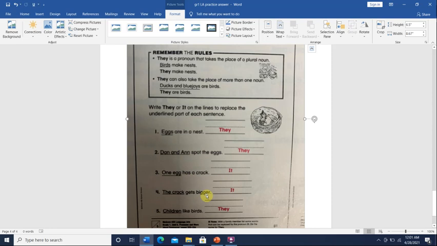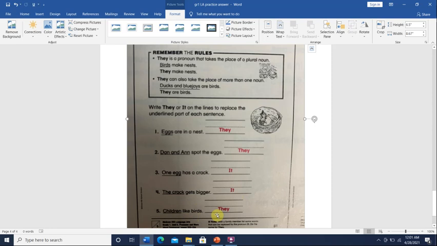The crack gets bigger. The crack means the part that is broken. So that's only one crack. I replace it with the pronoun they. Children like birds. Children is plural. I replace it with they.